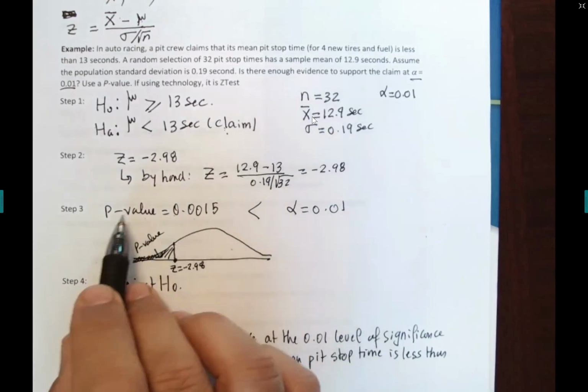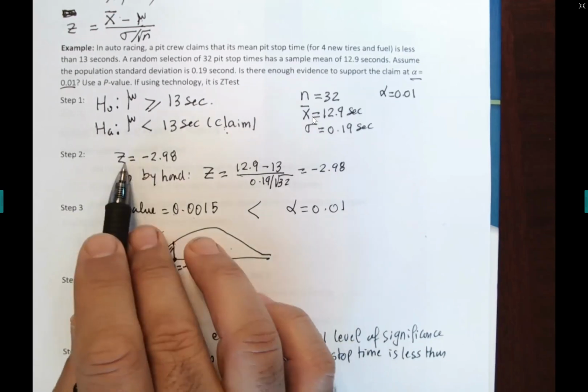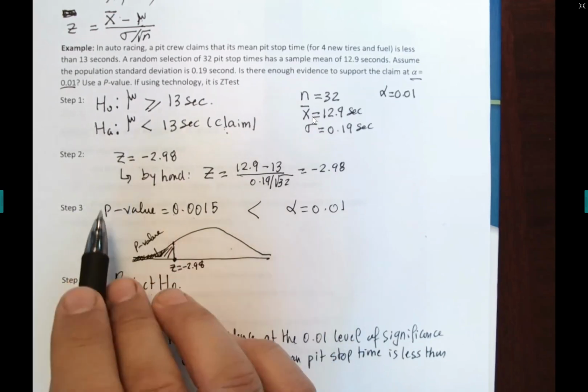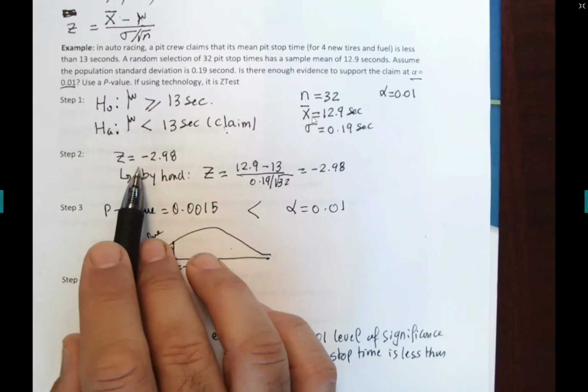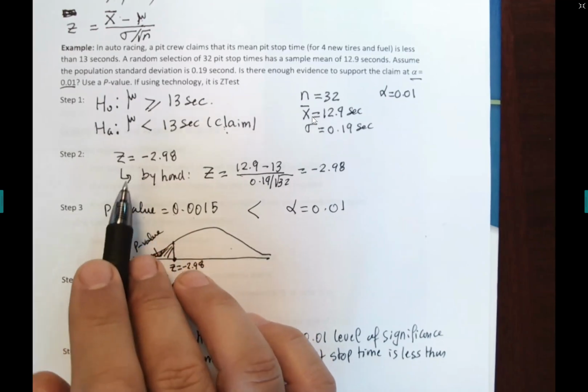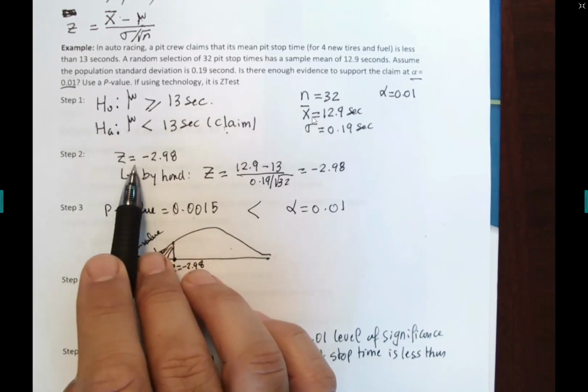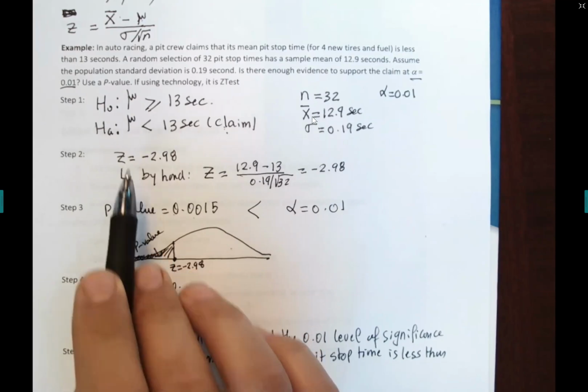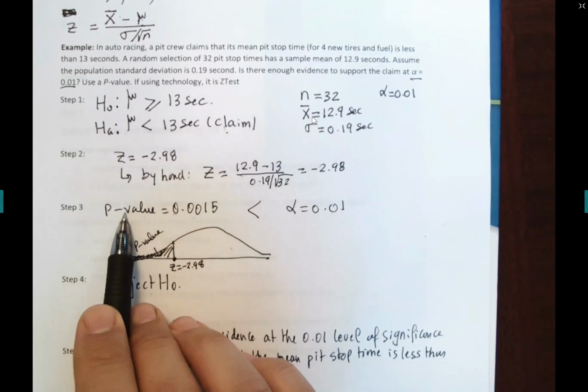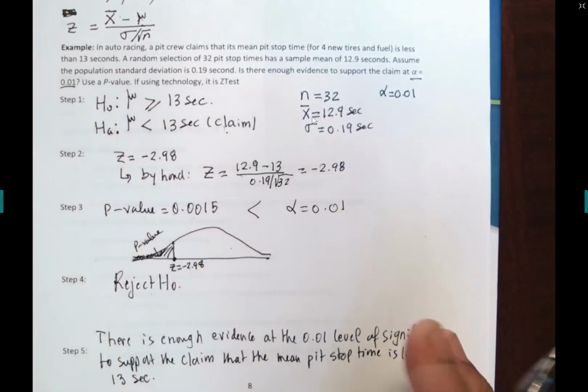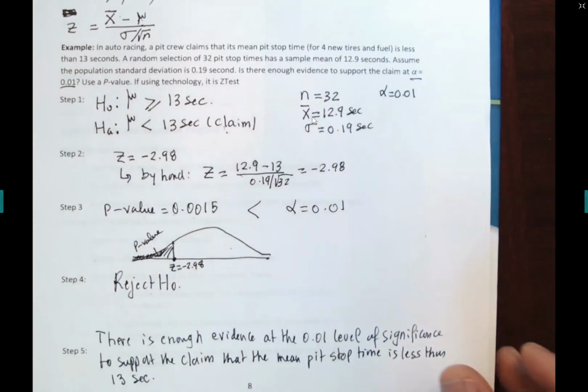So p-value is attached to step number 2. I cannot do step number 3 without finding step 2, and this is how the calculator works. The calculator finds the test statistic Z, they call it a test statistic, and then based on that, it will use it to calculate the p-value. Any questions, guys? We're gonna do another exercise.